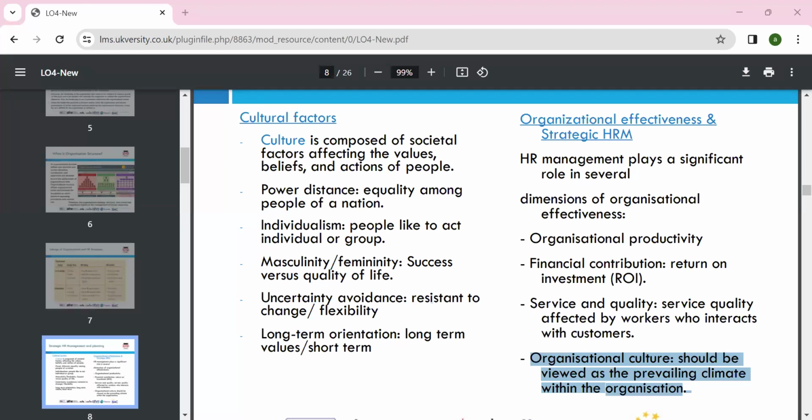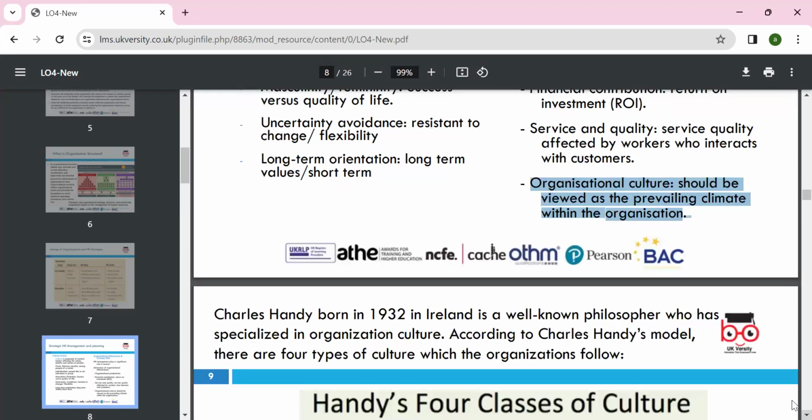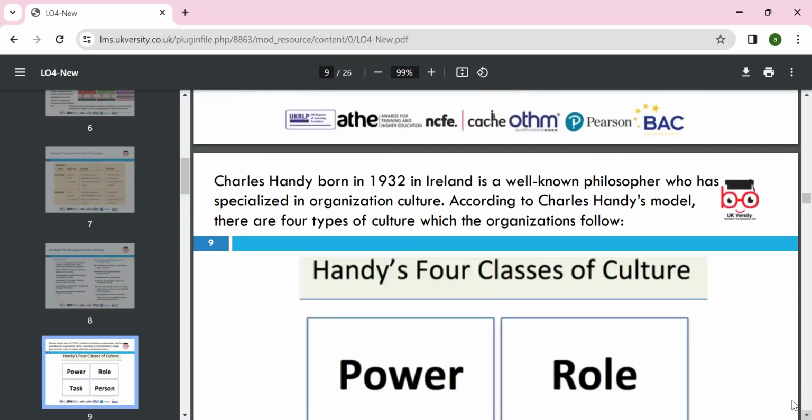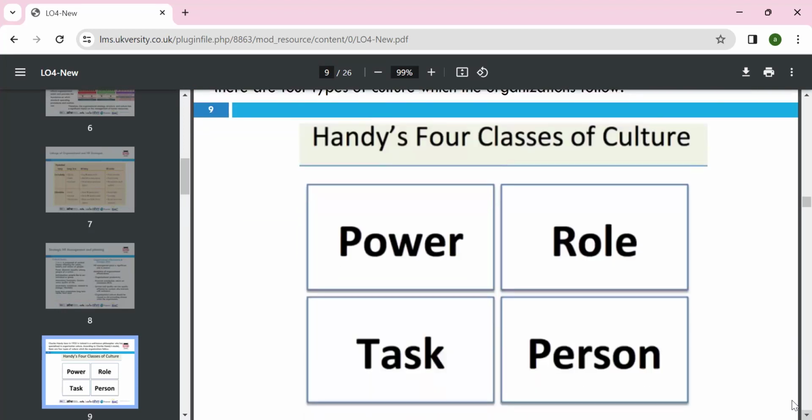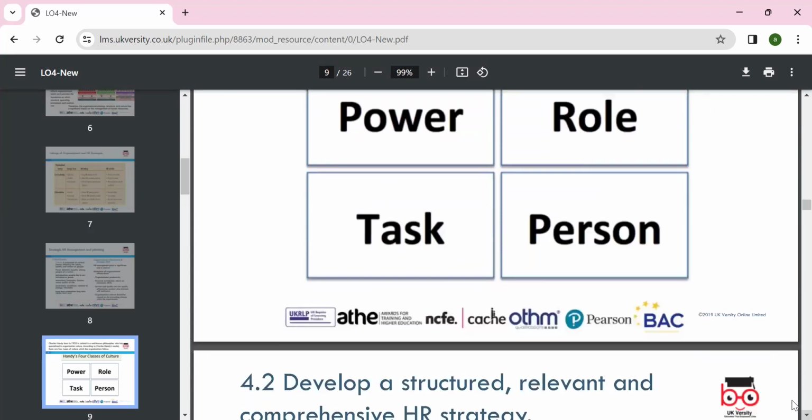Okay, guys. So what we can do, we can look around service quality. Customer service quality leads to customer satisfaction. Customer satisfaction leads to customer loyalty, and then we can make a partner in the business. We have Charles Handy, a very famous author, who said an organization can have four cultures: power, role, task, and person culture.